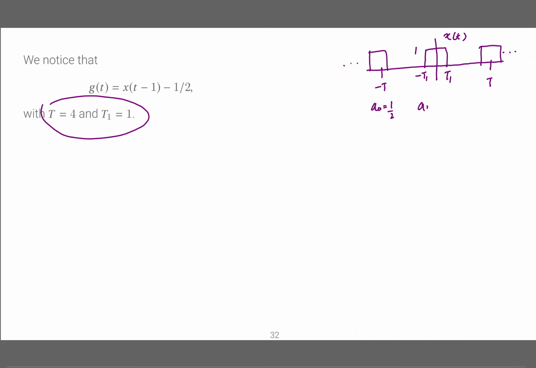ak is equal to sine pi k divided by 2, divided by k pi, when k is not equal to 0. So what you want to do is to use this knowledge to find the Fourier series coefficients of this waveform, which is gt, which is actually like this.